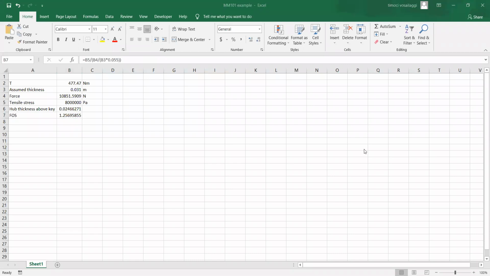So using Excel is a very powerful tool, and it's probably the one that you're going to use most as an engineer, because you can do a lot of complex calculations very quickly by just changing a few values.